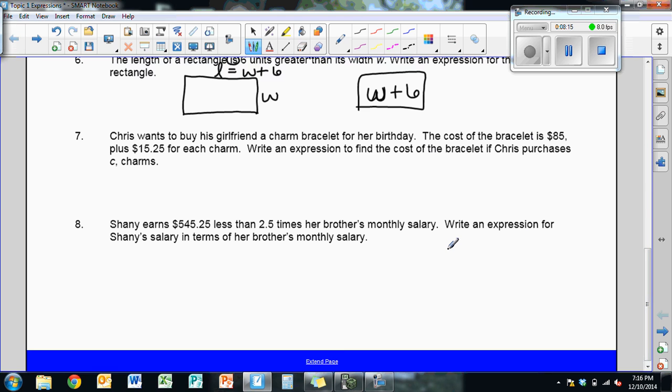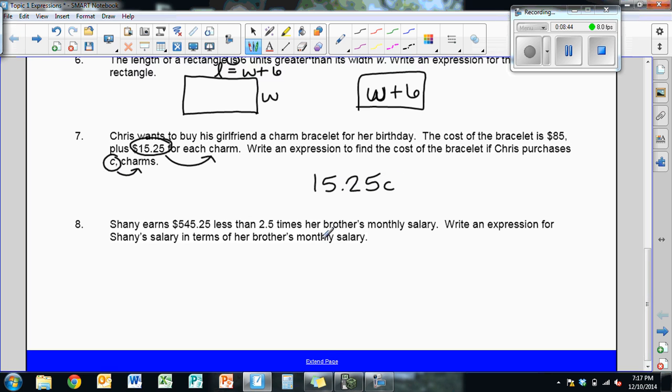Number 7. Chris wants to buy his girlfriend a charm bracelet for her birthday. The cost of the bracelet is $85 plus $15.25 for each charm. Write an expression to find the cost of the bracelet if Chris purchases C charms. So we know C goes with the charms, and we also saw that $15.25 goes with the charms. That tells us that they're going to be multiplied.